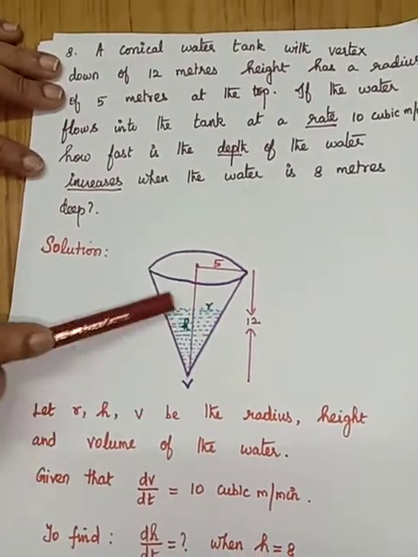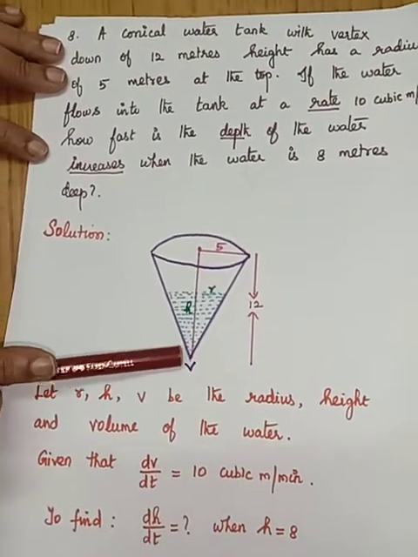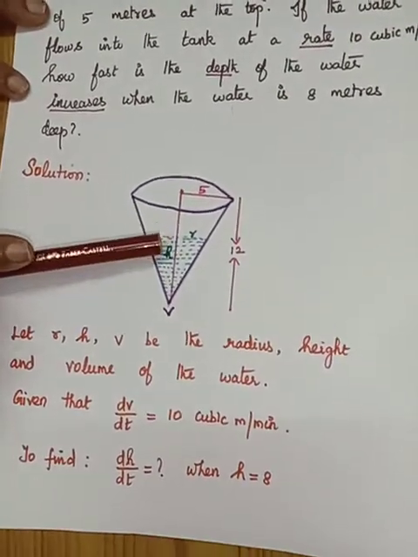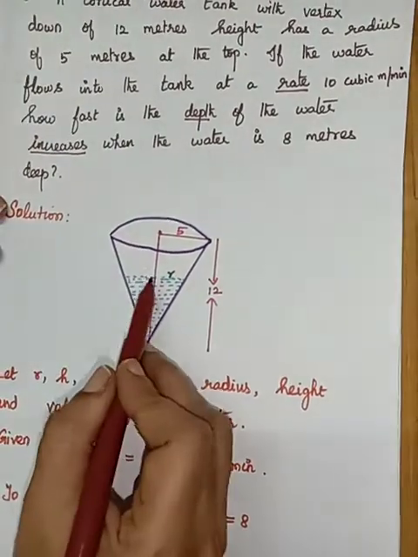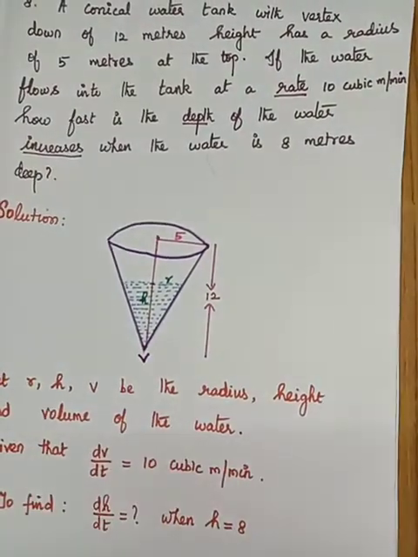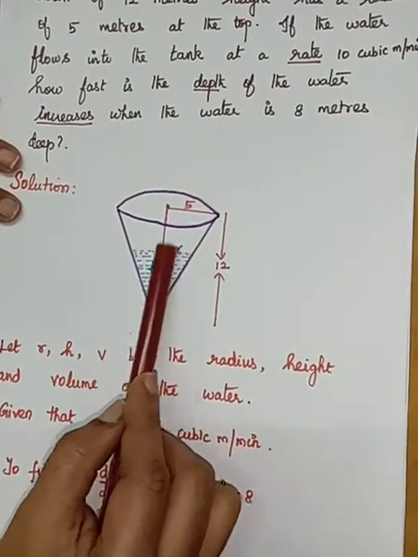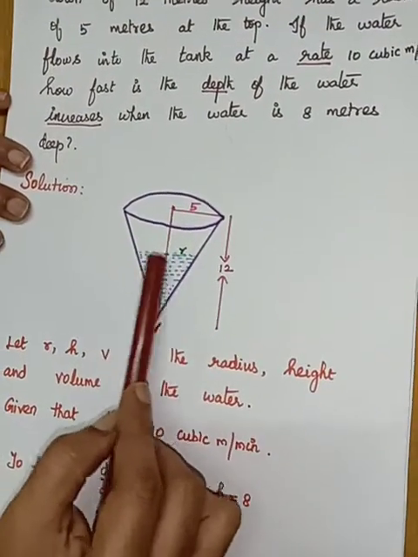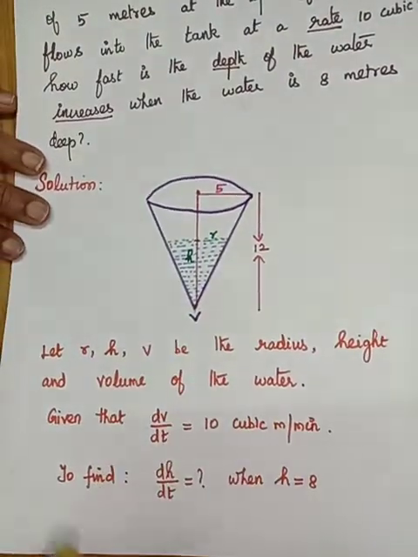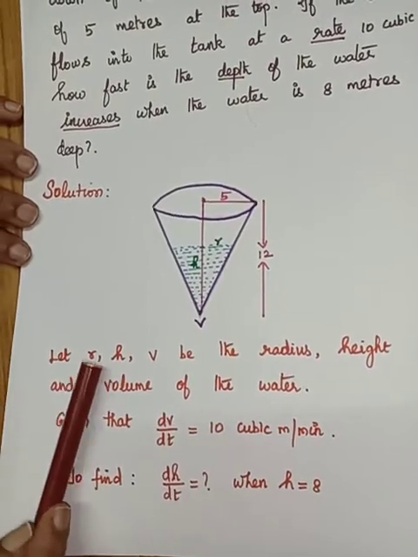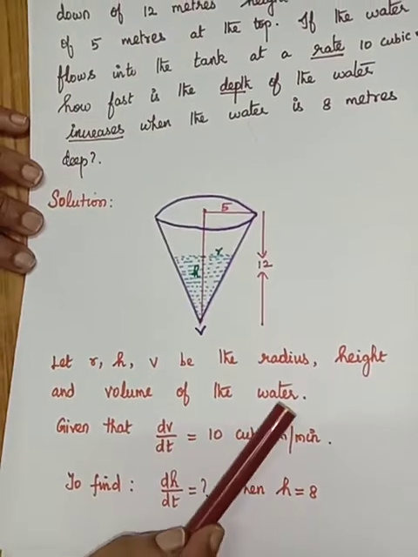Okay, so here I have marked the water. So in that h is nothing but the height of the water or depth of the water in the tank. So this is the h. So from here to here is h. H is nothing but the height of the water or the depth of the water, and r is the radius of the water. Okay, it is in the form of a conical tank. So therefore R is the radius of the water. So here I have mentioned R, H and V be the radius, height and volume of the water.